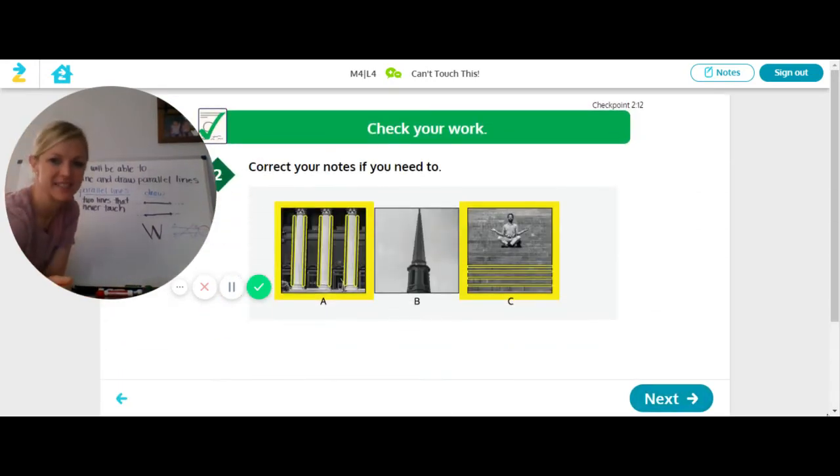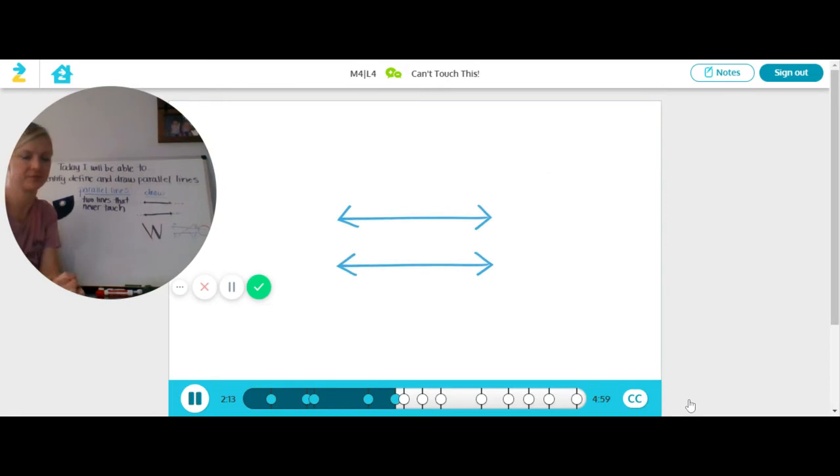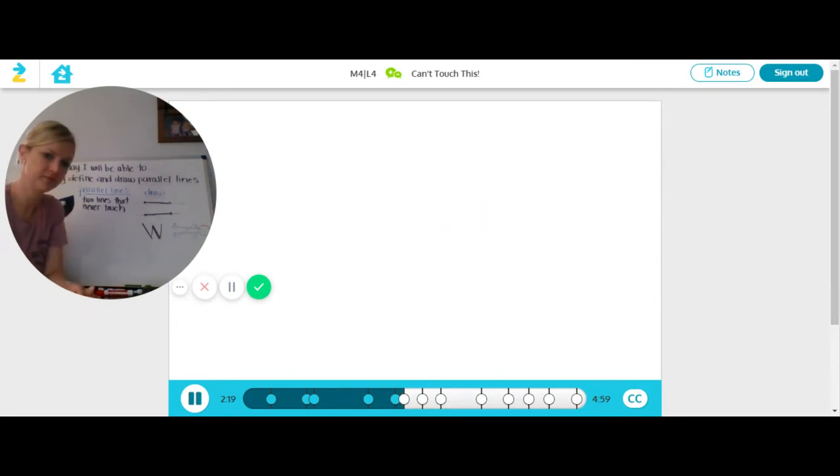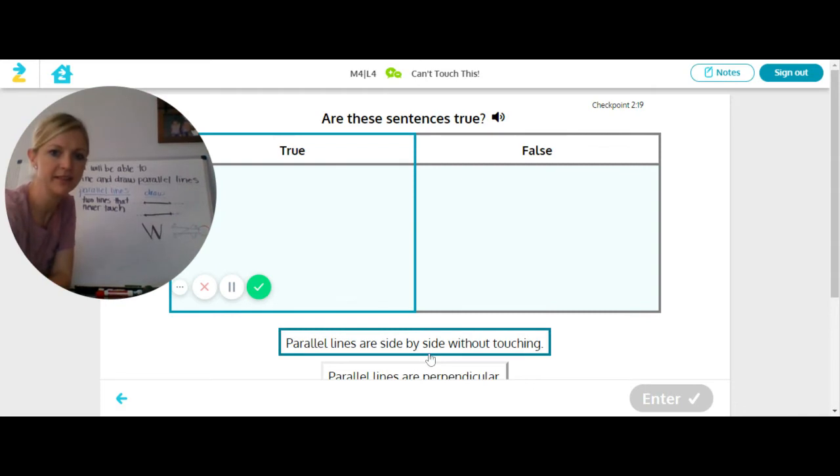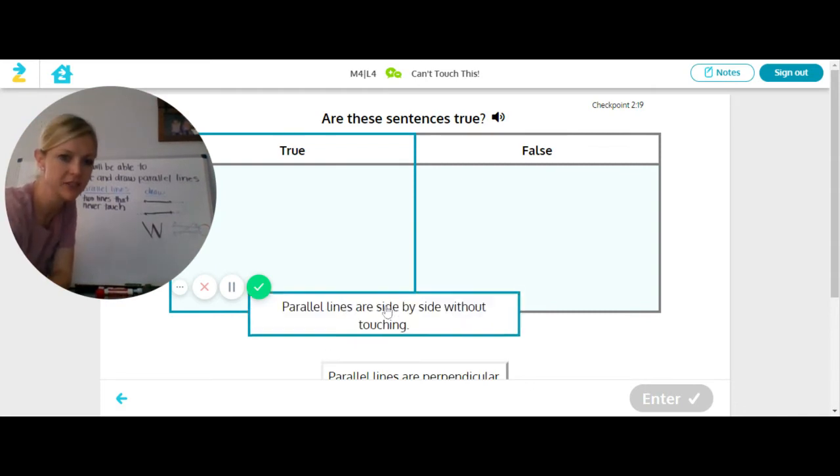Wonderful. Let's continue. Let's use the word parallel in sentences to describe what we've observed about parallel lines so far. So are these sentences true? And think about parallel lines, 2 lines that never touch. We see one example here, one example in our W, and one example of what parallel lines are not. So let's read the first one. Parallel lines are side by side without touching.